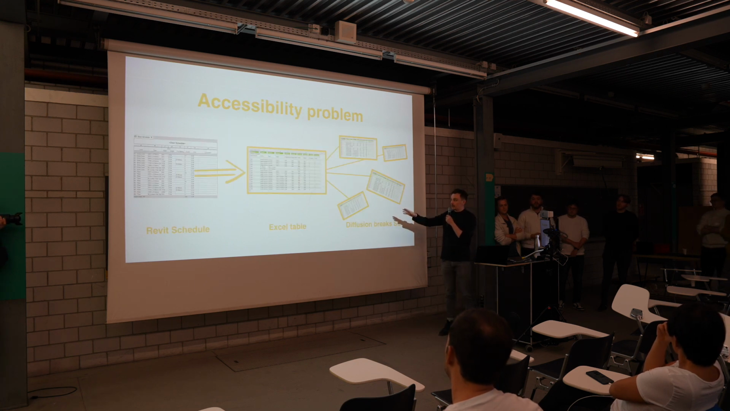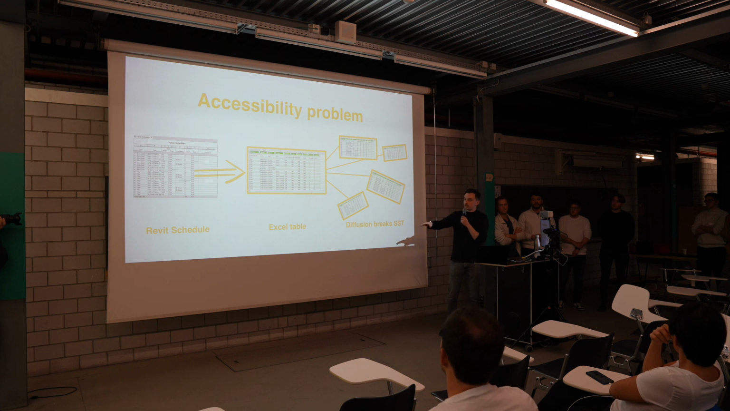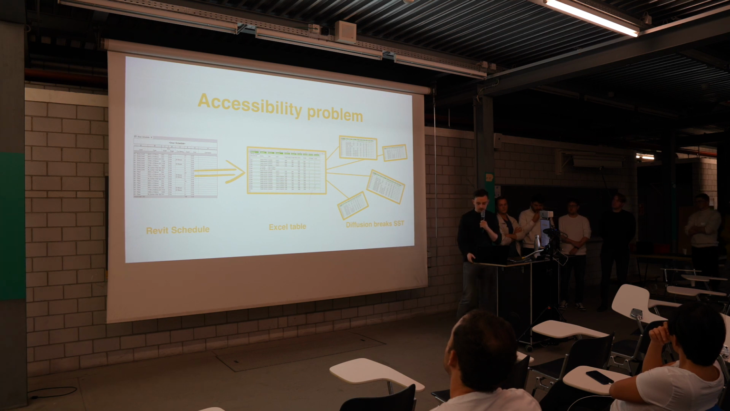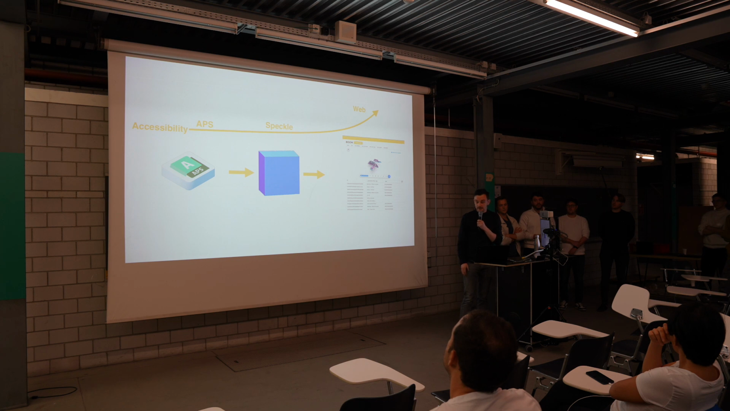Besides that, there's an accessibility problem. Usually you have a Revit schedule, you put it into an Excel table, and then you have different versions of the Excel table flying around in emails, and the whole single source of truth thing breaks.